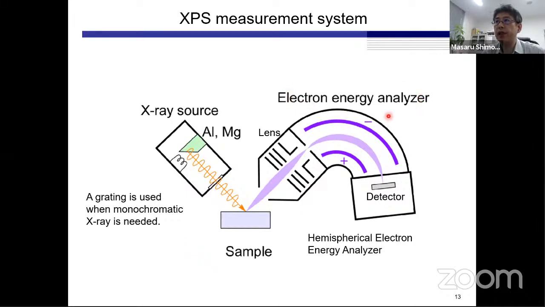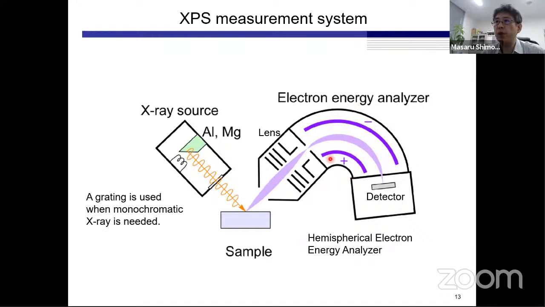And this is a rough image of our electron energy analyzer. This is a sample, and photoelectrons are emitted from the sample. The first part is the electrostatic lens. But sometimes a magnetic lens is also used. The magnetic lens is located just under the sample. By using magnetic force, the electrons can smoothly move into the electron energy analyzer. And also, as I told you, the electrostatic lens is used.